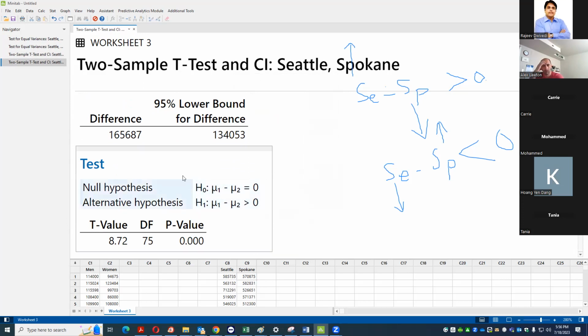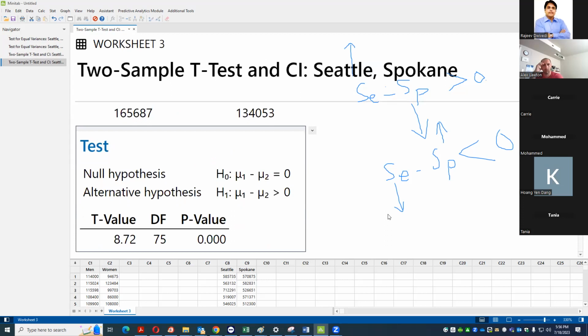What is your conclusion? I'm making the first one bigger. Would the alternative be correct? Because if you want Seattle minus Spokane, it would be greater than 0. Yes, so here the p-value, you can see again, is 0. That means the null hypothesis is not correct and the alternative is correct, which means the first sample is higher than the second sample.